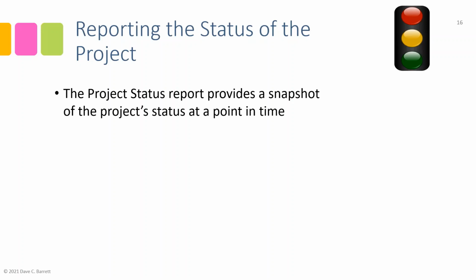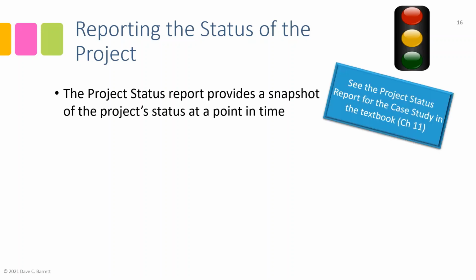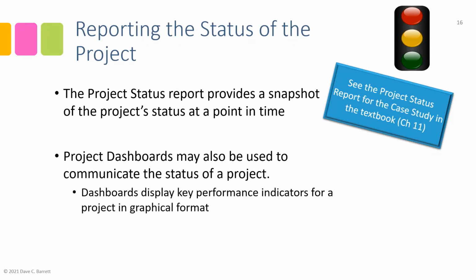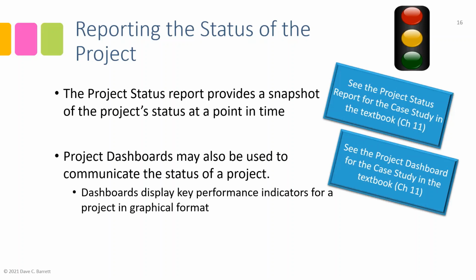So the project status report provides a snapshot of the project status at a point in time. For an example of the project status report for the case study, see Chapter 11 of the textbook. Project dashboards may also be used to communicate the status of the project. A dashboard has various sections which give the status of subcomponents of the project and display key performance indicators for the project in a graphical format. Again, for an example of a project dashboard for the case study, see Chapter 11 in your textbook.